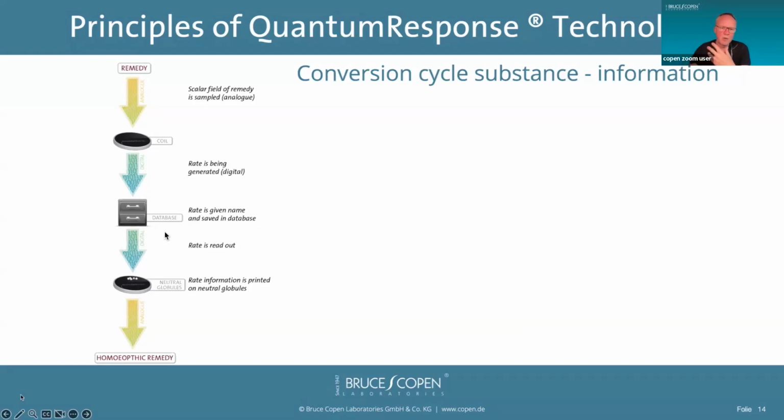And if we want to read the rate back out, either on globules or for distant treatment, we recall that digital information that we stored in the database, send it back to the coil, and the coil will again recreate the information that we have saved in the database. And it will create a homeopathic type remedy.